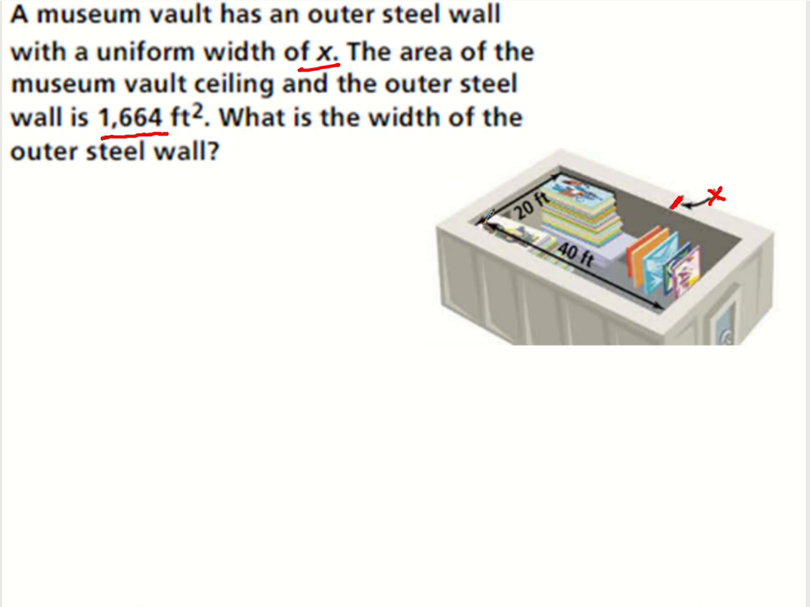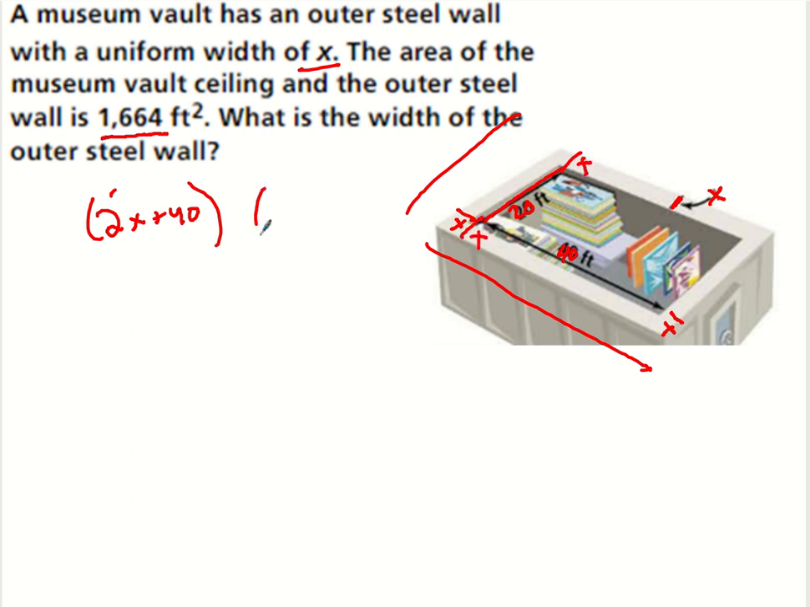So here I know I'm given this width is 20, and this one is 40. But I also have to add X. So that's going to be 2X plus 40 for this entire length. This entire length is also going to include the width of this X and X plus the 20. So that's going to give me 2X plus 20.